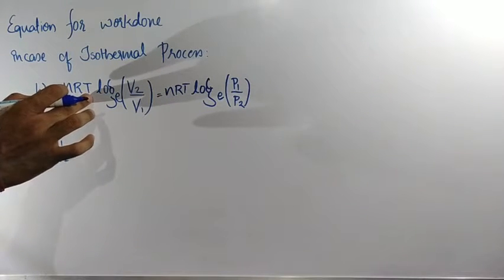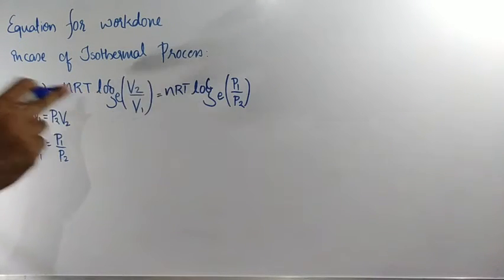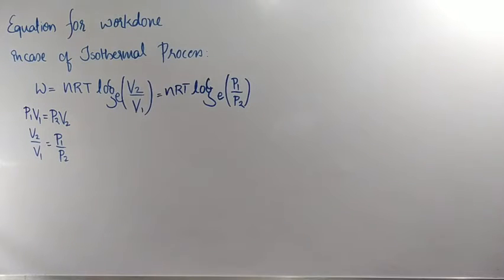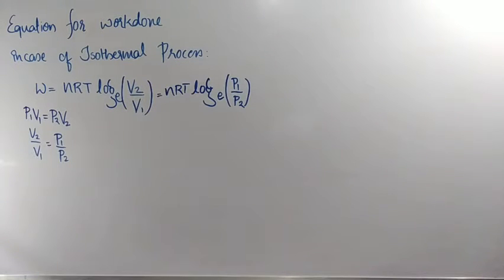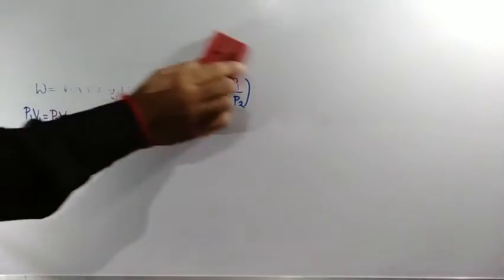Sometimes the temperature value is absent in our question, they won't give the T value. If temperature is not given, then how do we change the equation? We know that PV is equal to nRT. So W is equal to nRT log V2 by V1 to the base E, or W is equal to nRT log P1 by P2 to the base E. Now, next step. If the temperature value is absent, how can we alter that equation? We know that PV is equal to nRT.